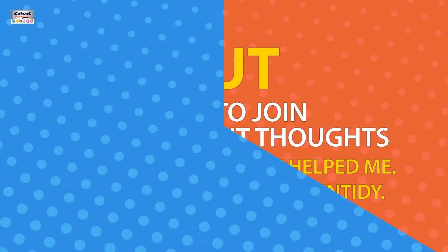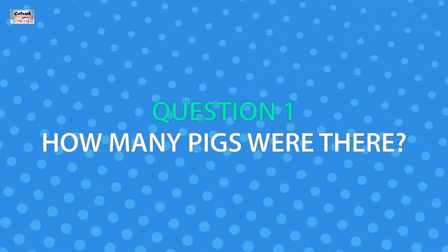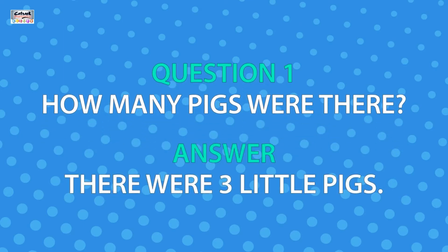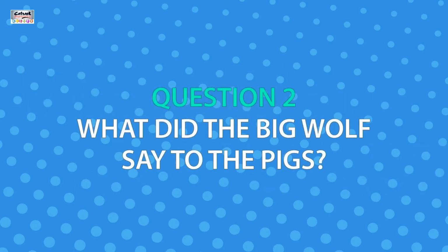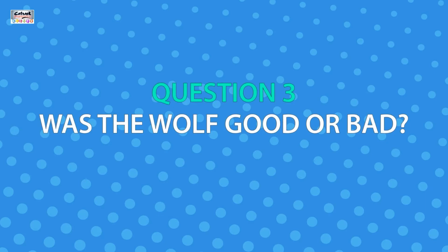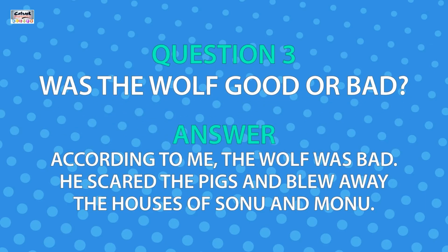Now, let's do some exercise. Question 1. How many pigs were there? Answer. There were 3 little pigs. Question 2. What did the big wolf say to the pigs? Answer. The big wolf used to say, I will huff and puff and I will blow your house down, to the pigs. Question 3. Was the wolf good or bad? Answer. According to me, the wolf was bad. He scared the pigs and blew away the houses of Sonu and Monu.